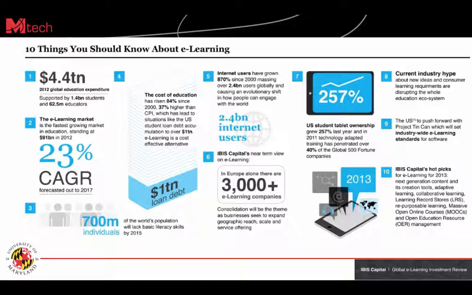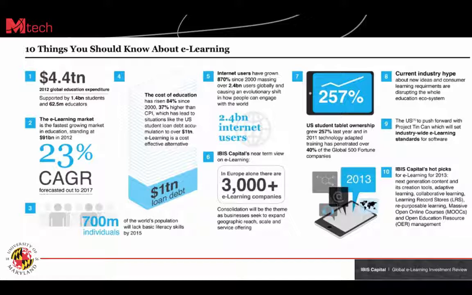There are a number of other factors that play into the market opportunity and the demand conditions as well. Per item 3, 700 million individuals lack basic literacy skills worldwide. Item 4, a rising cost of education, up 84% since 2000. High student loan debt, $1 trillion.